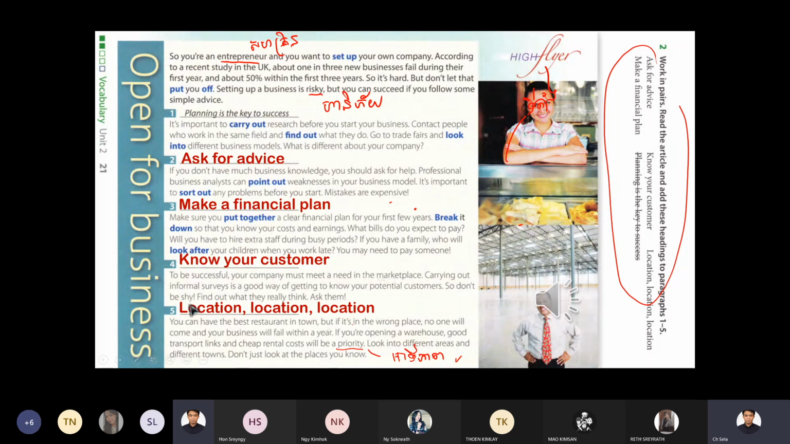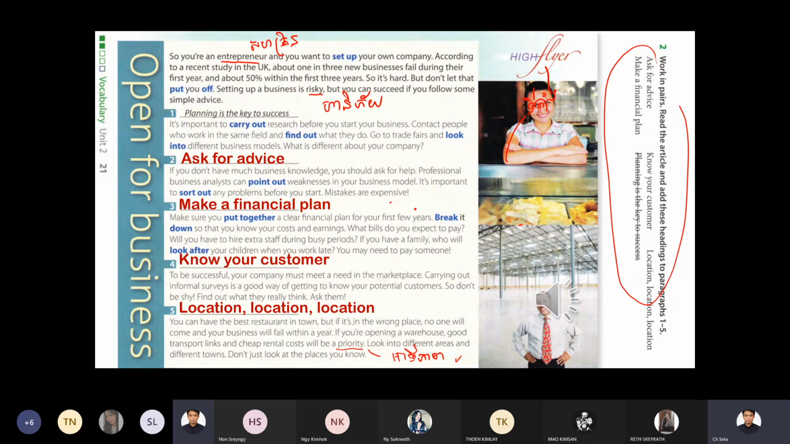Number five, location, location, location. You can have the best restaurant in town, but if it's in the wrong place, no one will come and your business will fail within a year. If you're opening a warehouse, good transport links and cheap rental costs will be a priority. Look into different areas and different towns. Don't just look at the places you know.